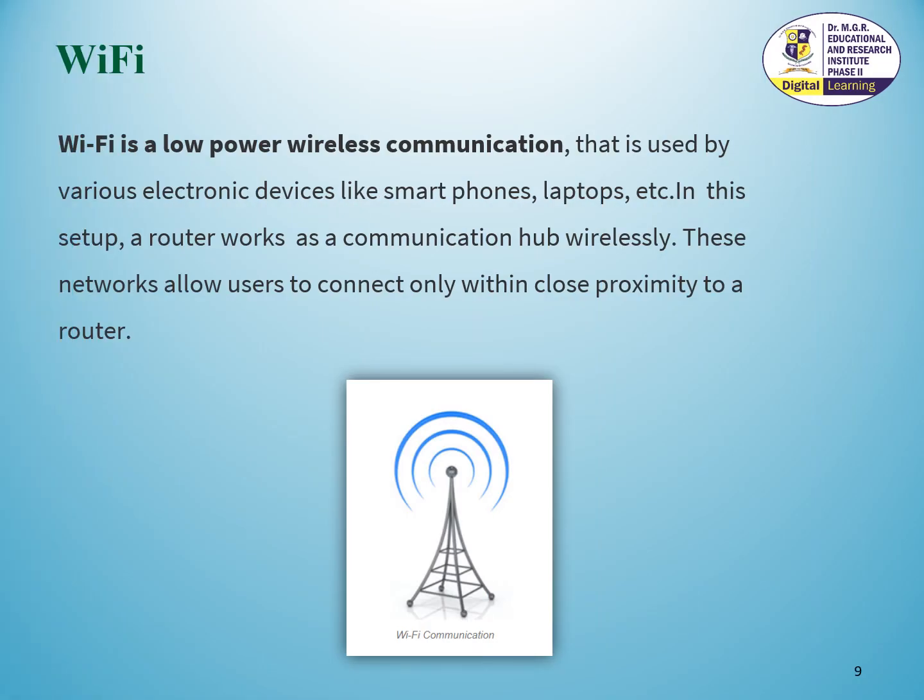And then coming on to Wi-Fi, which is wireless fidelity, a low power wireless communication which we now use often. For example, if you are using internet at home, you will have a Wi-Fi router, through which you connect and start accessing the internet. It is used by various electronic devices like smartphones, laptops, etc. In this setup, a router plays an important role. It is a communication hub which works on the wireless principle. These networks allow users to connect only within a close proximity to the router. The only problem here is that Wi-Fi has a certain area where you can get connected to the router, only within that close proximity.